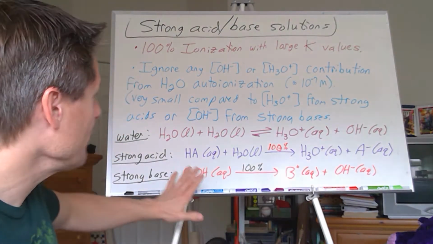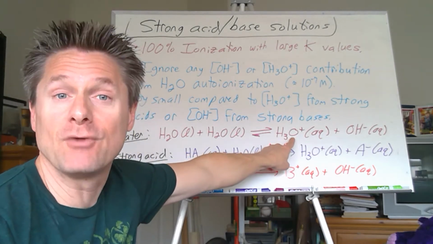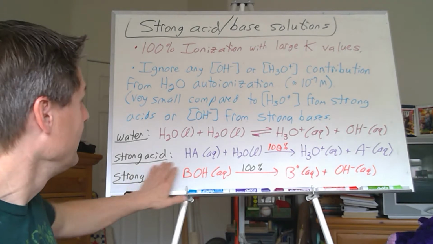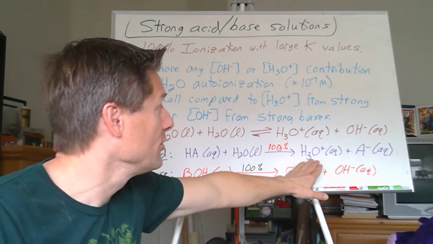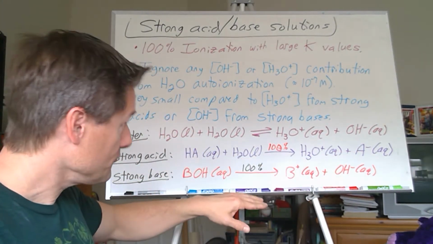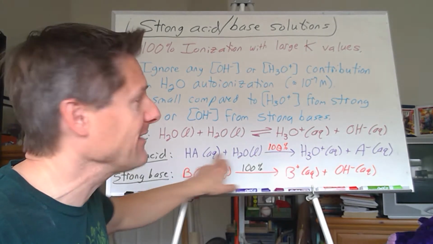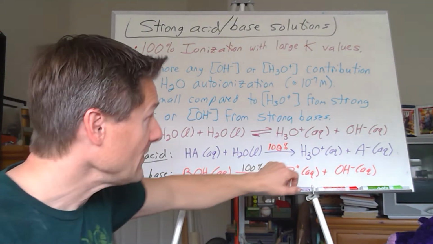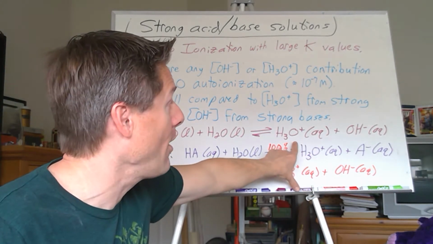If I take, for example, here's the autoionization of water. You can see how that produces hydronium ion and hydroxide ion. If I have a strong acid, that strong acid will ionize in water to 100% extent, producing hydronium and the conjugate base of the acid. So we're going to see that the concentration of the hydronium is the same as the original concentration of the acid, and the concentration of the conjugate base is the same concentration as the original acid.